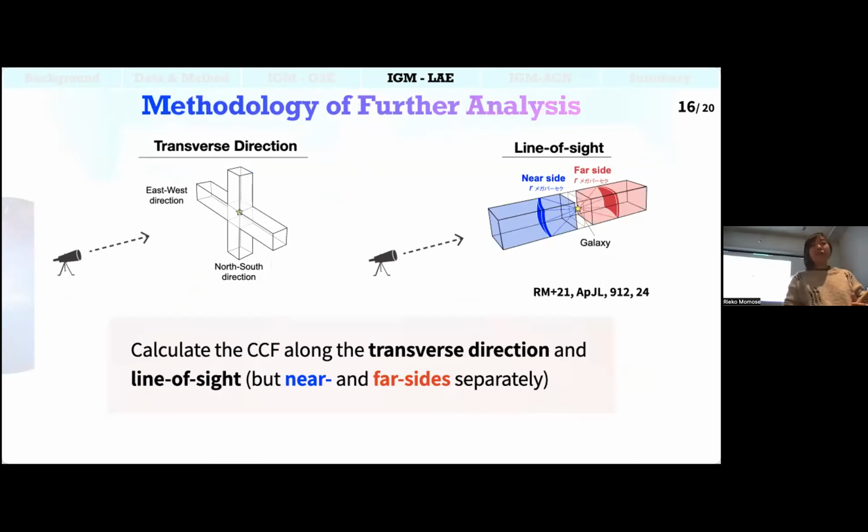In further analysis, we calculated the correlation function in 4 different viewing directions. The first 2 are in transverse directions. We separately calculated the correlation function for the north-south and east-west sides. The other 2 directions are along the line of sight. We calculated the correlation function for the near side and the far side separately.